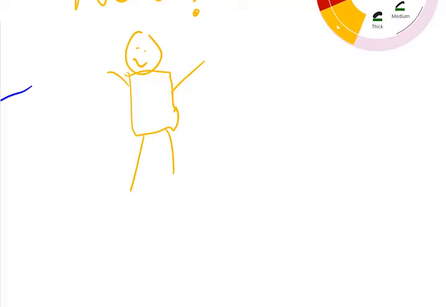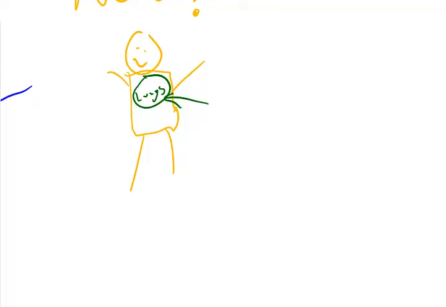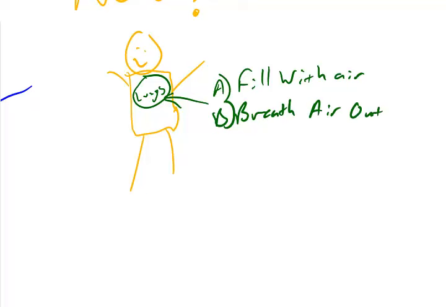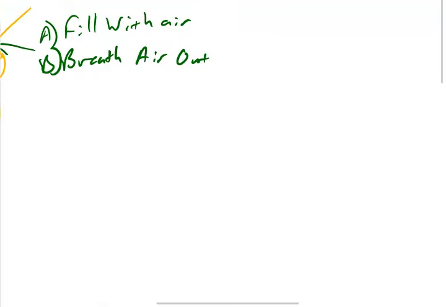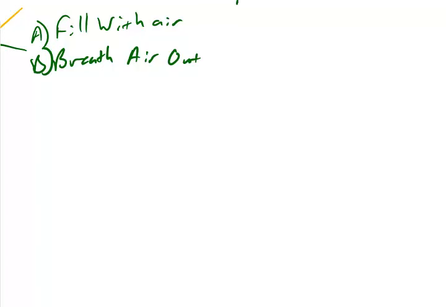Now, if we were to think of a person, their legs and their arms, and we start thinking about how we can make them more like a balloon and less like a bowling ball. We can think over to their chest, lungs. So, we can either A, fill with air, or B, breathe air out. Which one has more buoyancy?